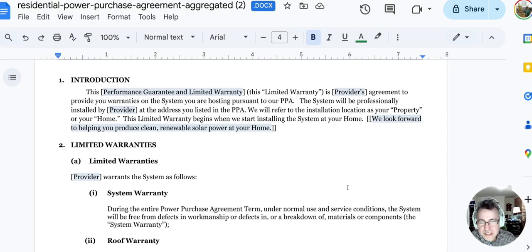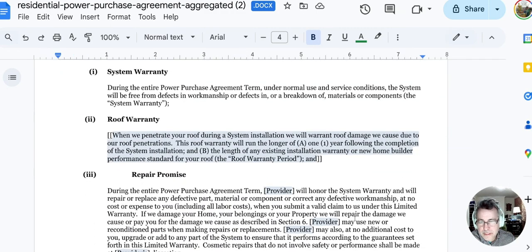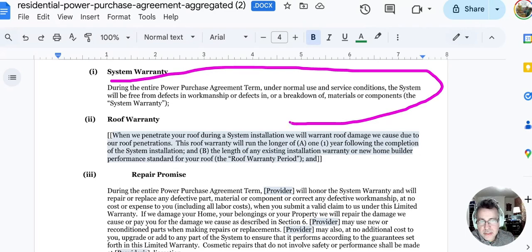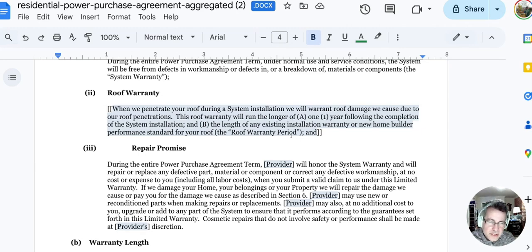So it's a limited warranty, and they guarantee that it will be installed correctly, yada, yada. And here is what you get with it. So under normal use and conditions, the system will be free from defects and workmanship. That's fine. But the system is going to be on your roof. And if they installed it incorrectly or something goes wrong with your roof, who has to pay?